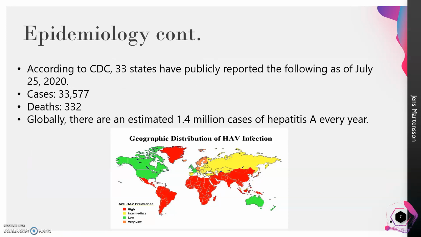Now, according to the CDC, 33 states have publicly reported the following as of July 25, 2020. So this is just recent. 33 states have been affected. A total of 33,000 cases, and the death rate is 332. Globally, there are an estimated 1.4 million cases of hepatitis A every year. And that normally happens when somebody travels internationally and drinks the water and eats undercooked meats.